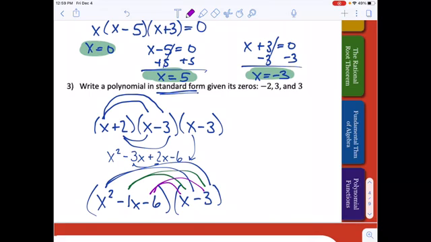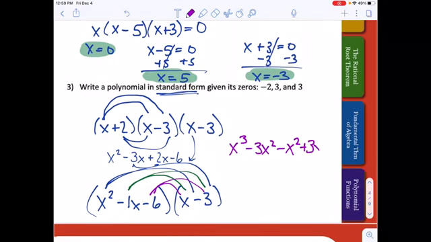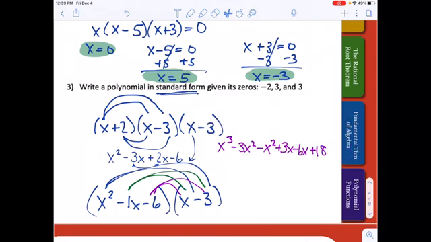We don't want to leave anybody behind, so I'm going to do the x squareds first. So x squared times x is x cubed. Then we have -3x squared. Then we have -x squared. Then we have -x. Then we have -3x, positive 3x, oh man, positive 3x minus 6x plus 18. There we go. So I should have 6 terms here. We are good to go with that.